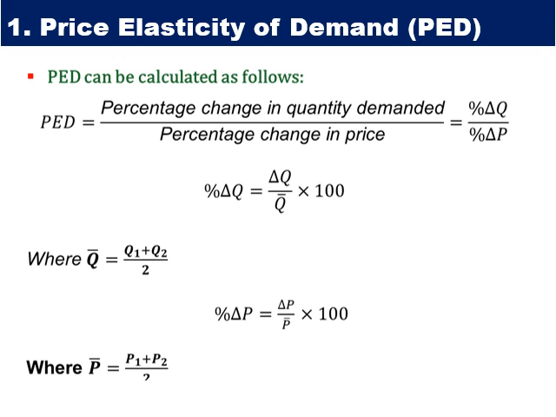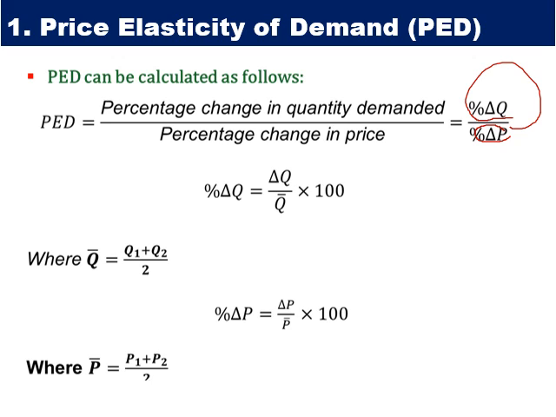Now, how can we compute the price elasticity of demand? It can be explained using the displayed formula. PED, which stands for price elasticity of demand, equals percentage change in quantity demanded divided by percentage change in price. Or by using symbols, we can say that PED equals percentage delta Q divided by percentage delta P.